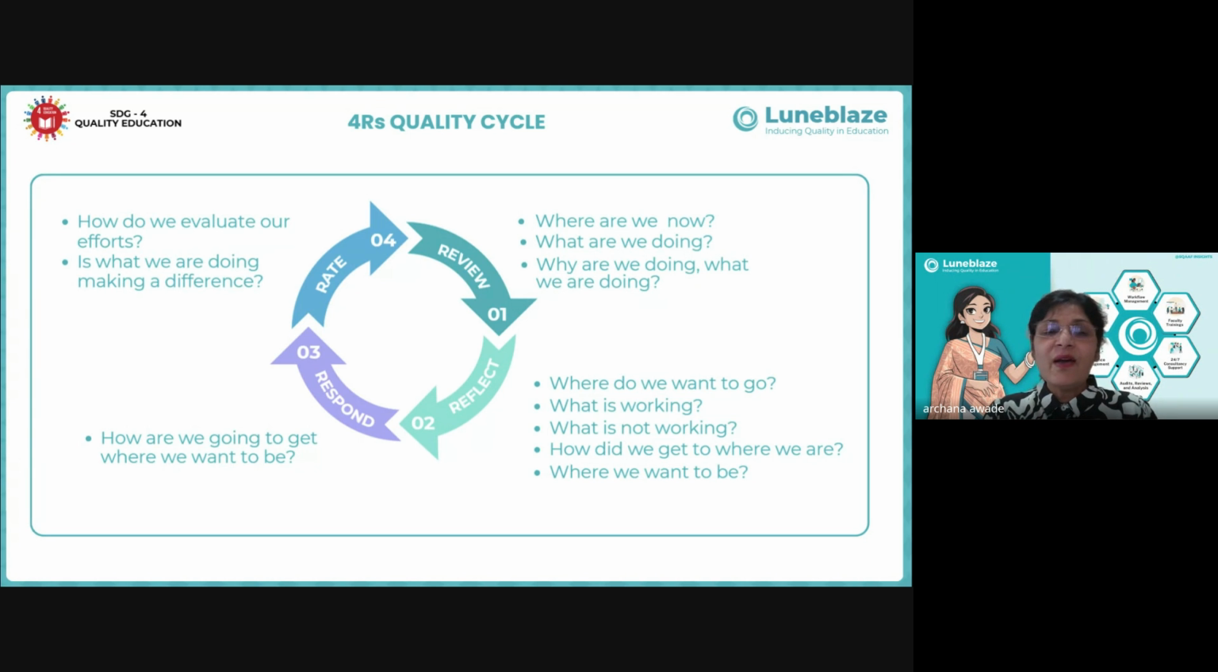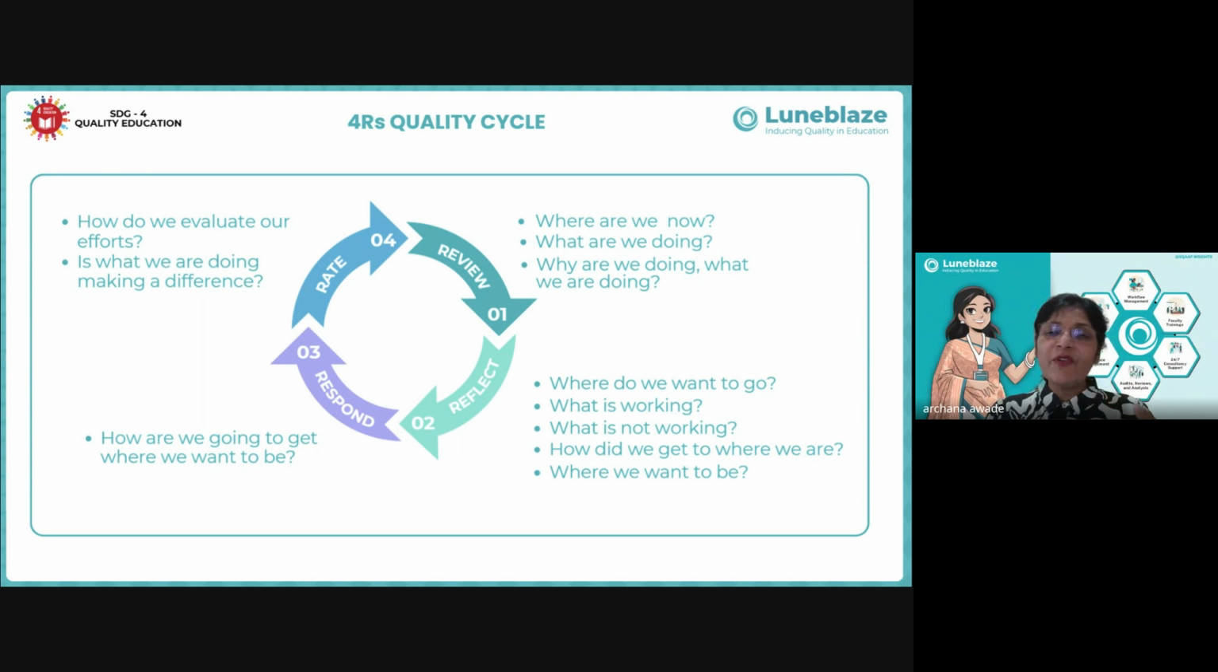So review is, where are we now? What are we doing and why are we doing it? It helps in mapping current reality. So this is the review, the first R of the quality cycle. The second R is reflect. Where do we want to go? We can ask ourselves what is working, what is not working, and how did we get there? We encourage honest evaluation of whatever actions we are taking. So this reflect, the second R, helps us to evaluate our actions correctly.